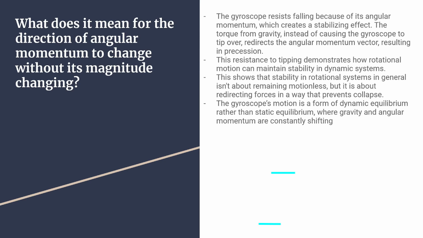The gyroscope's motion is a form of dynamic equilibrium rather than static equilibrium, where gravity and angular momentum are constantly shifting. Thank you.